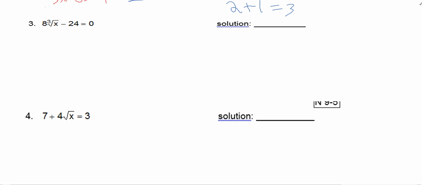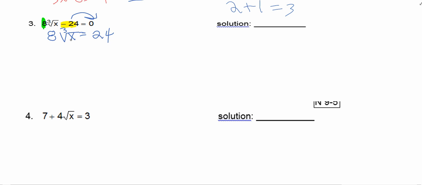Alright, so here we have something kind of similar to the last problem. We have this minus 24, but notice that here we have the quantity 8 times the cube root of x. So we're going to actually get rid of that before we take both sides to the third power. So adding 24 would rearrange this equation to be equal to 24. When we add 24, it becomes positive. And then we're going to divide both sides by 8 first.